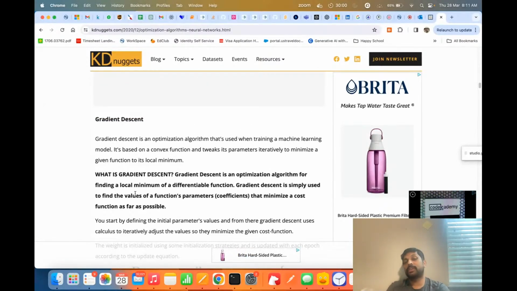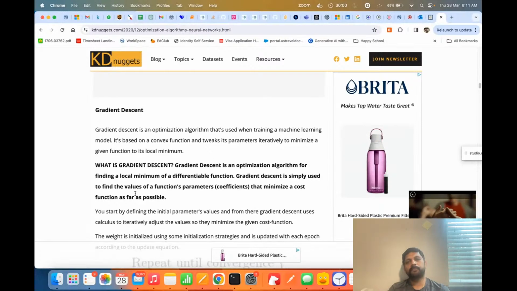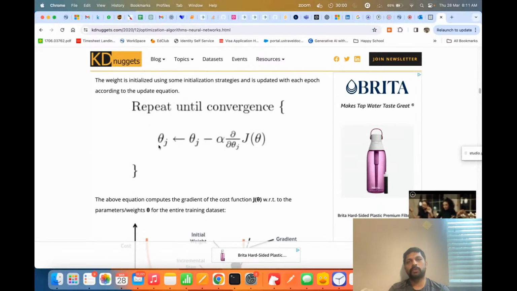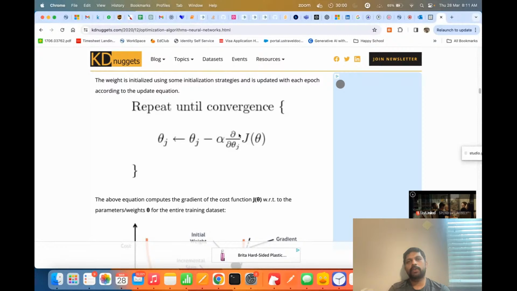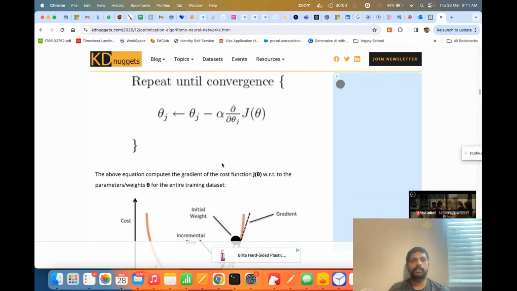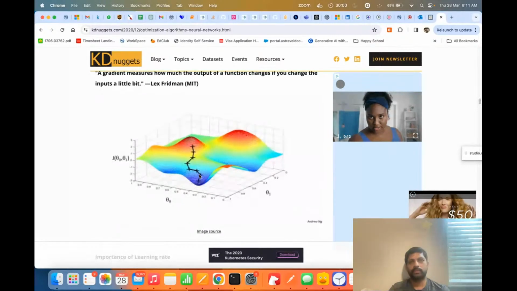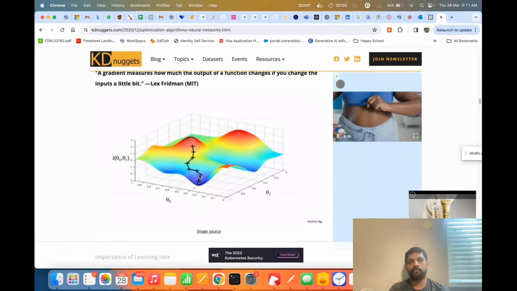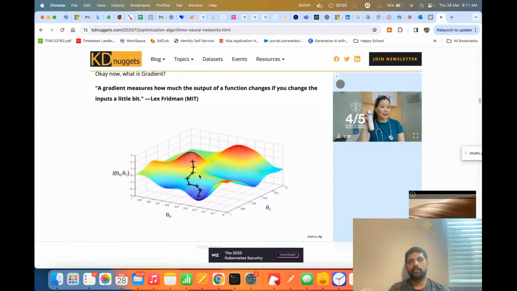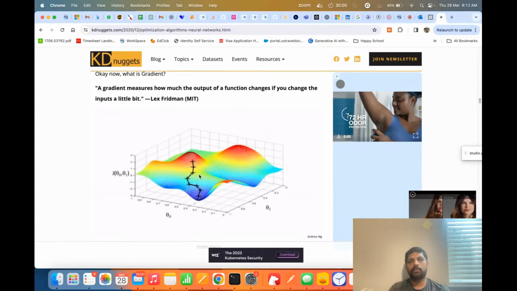Each one of them, if you see, gradient descent is an optimization algorithm that's used for training a machine learning model. Gradient descent we have already studied, the one which we looked at in linear regression. The same gradient descent is being used here. It is theta j minus alpha into the derivative of cost by theta j. So it will come like this. This is gradient descent, all the same as linear regression. The gradient means how much the output of a function changes if you change the inputs a little bit.